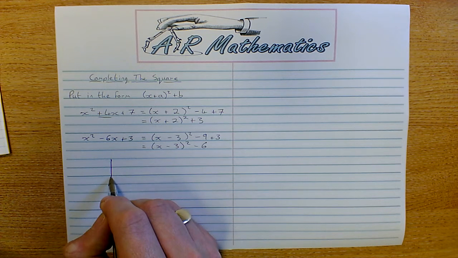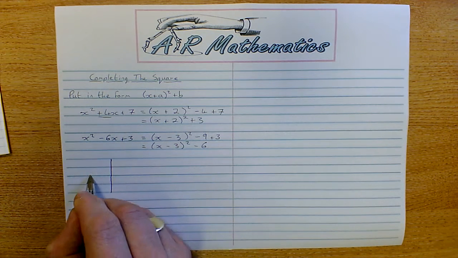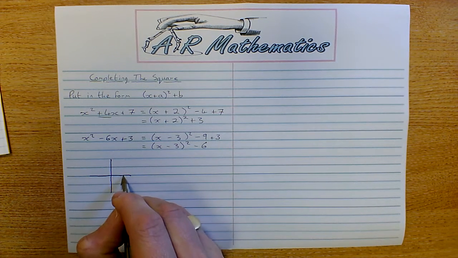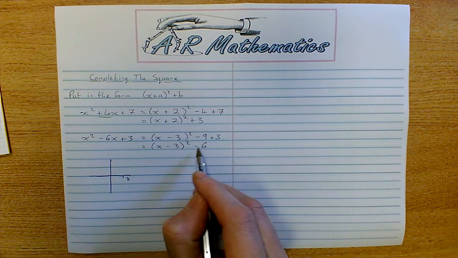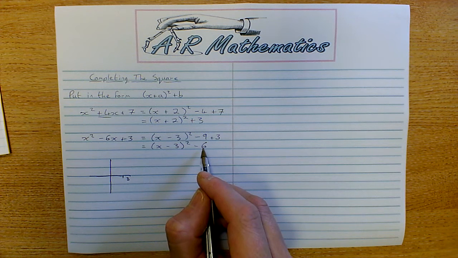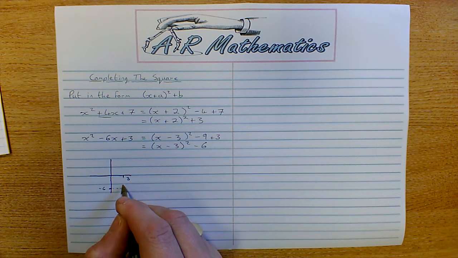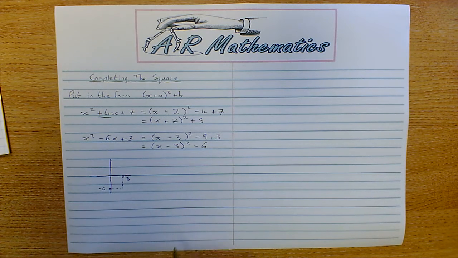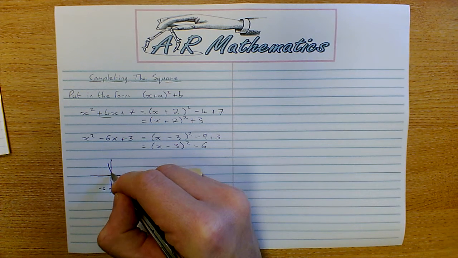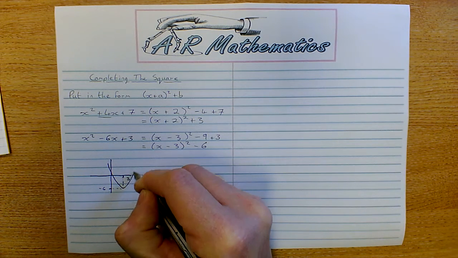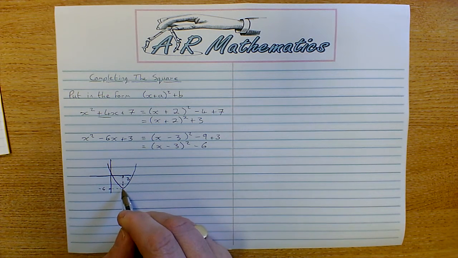So if I sketch this, okay, so it's going to go 3 to the right, and outside of the bracket it affects the y-axis and does exactly what you're told. So this is going to send the graph 6 down, so down to minus 6. So your x squared graph is going to look like this, and it's going to come down, and it will have a minimum point by here.